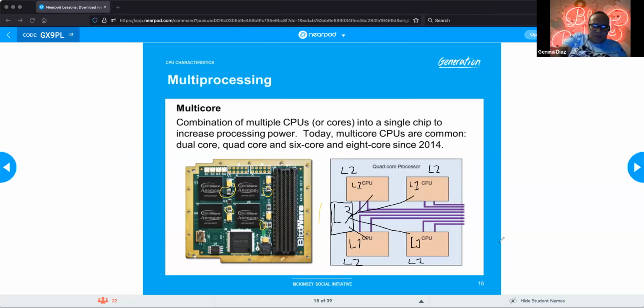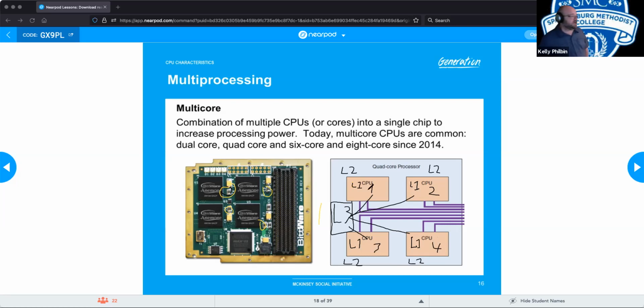Say that one more time. Which part? Like start at level 1? No, level 3, please. Okay, level 3 is outside of the CPUs. So in this case, we have 4 CPUs. We got 1, 2, 3, 4. So we have our 4 CPUs, right? Level 3 would be outside of the CPUs and shared among all 4 of the CPUs in this quad core processor.